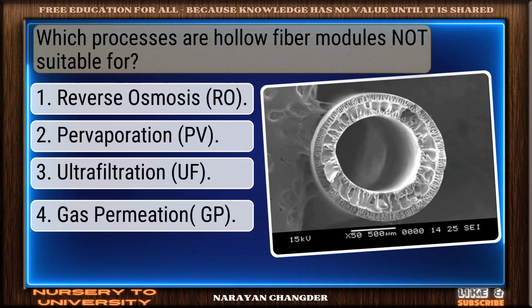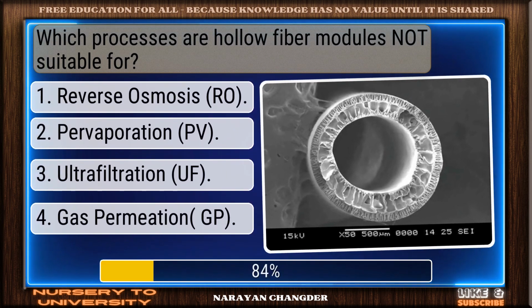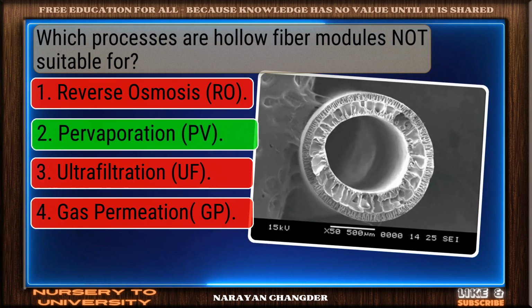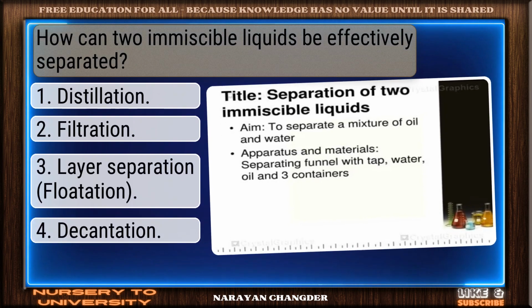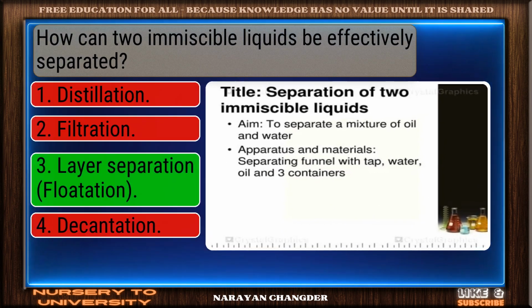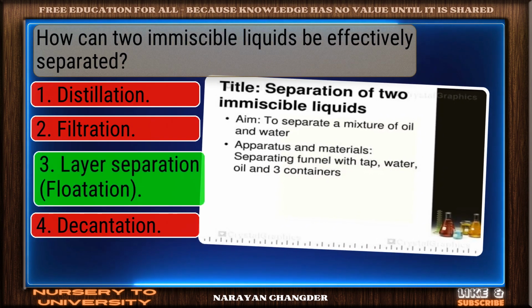Which processes are hollow fiber modules not suitable for? Clear logic. Your choice, evaporation, is sound and 100% true. How can two immiscible liquids be effectively separated? You got it. Your choice, layer separation, is right.